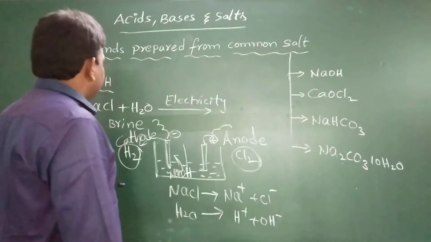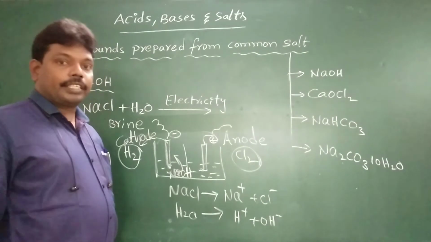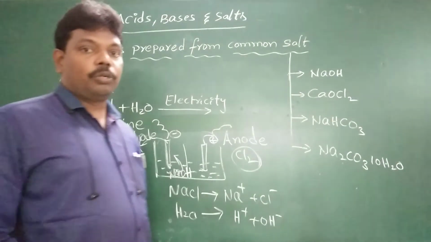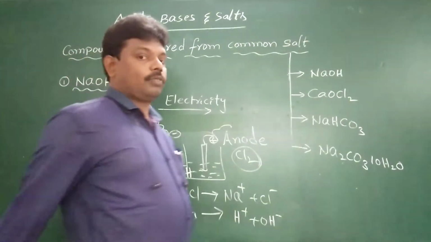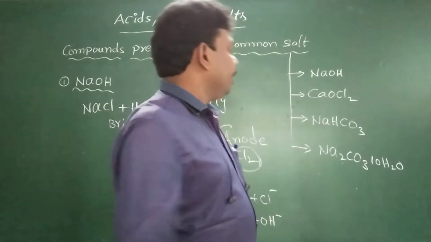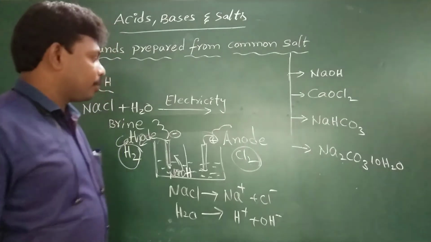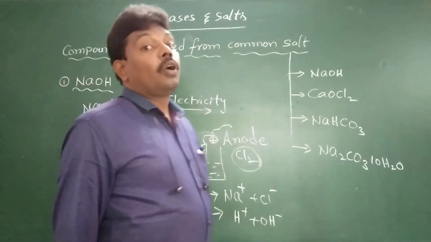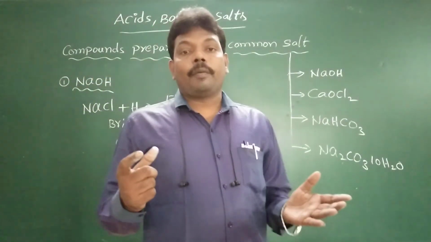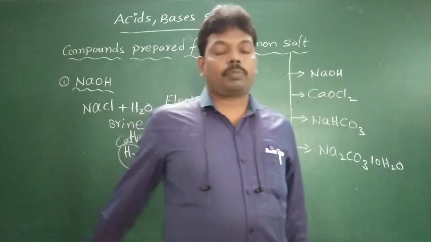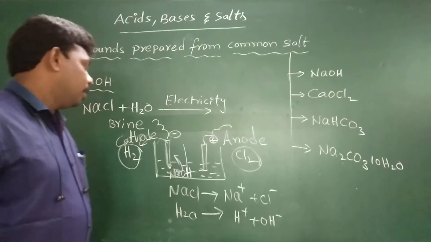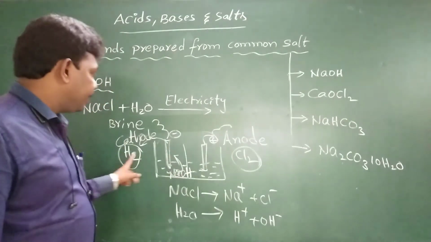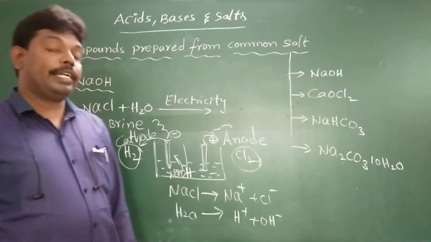So that's why this process is called, which process? The electrolysis of brine solution. This process is called the chlor-alkali process. In the examination, you will be asked what are the main products in the chlor-alkali process. NaOH, hydrogen and chlorine. These are the three main products.